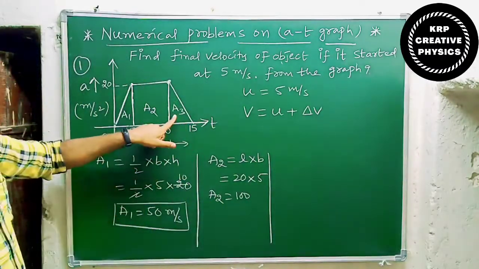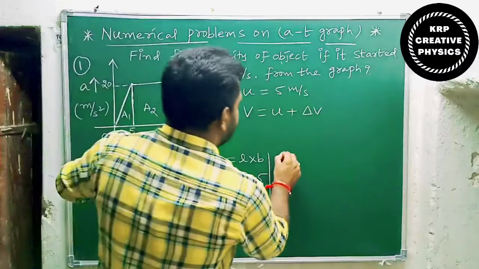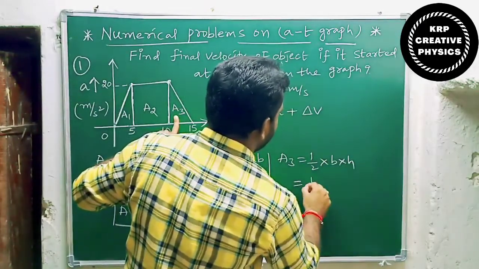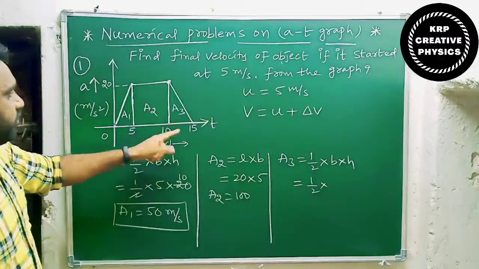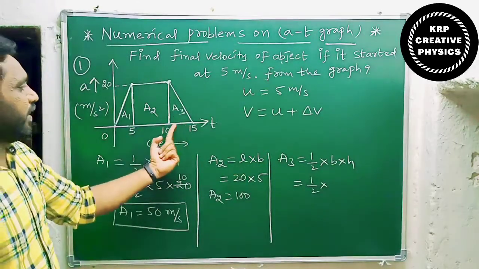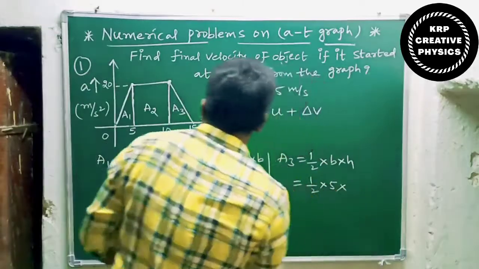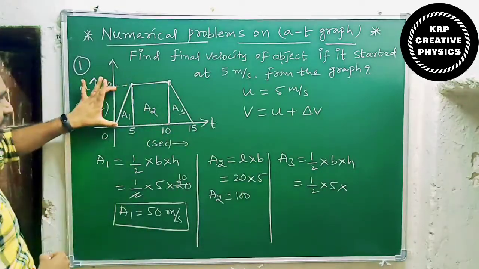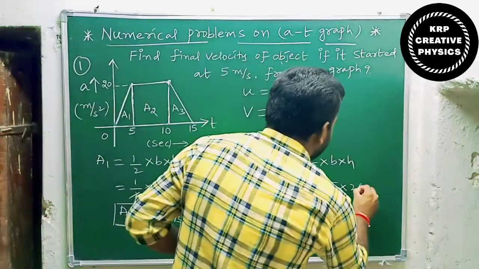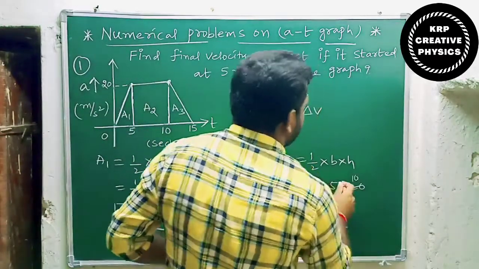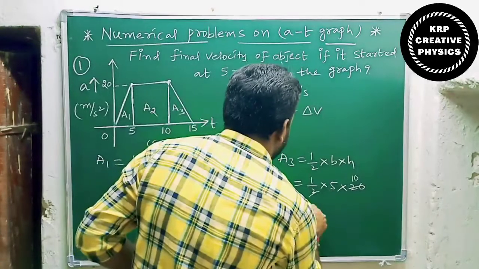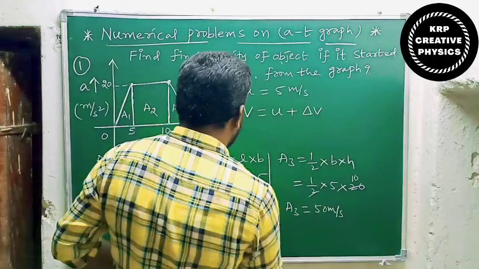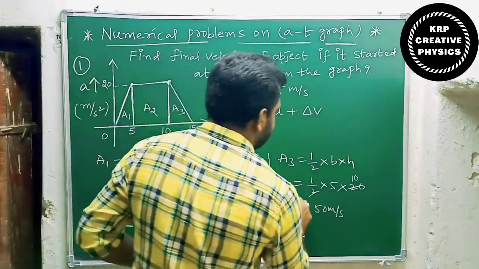Next we need to find the area of the remaining triangle, A3. The same principle applies: half into base into height. Observe the last triangle. The base is 15 minus 10, which is 5. The height is 20. Half of 20 is 10, and 10 into 5 is 50. So the area of the last triangle is also 50 meters per second, and the rectangle is 100 meters per second. We got all the areas.